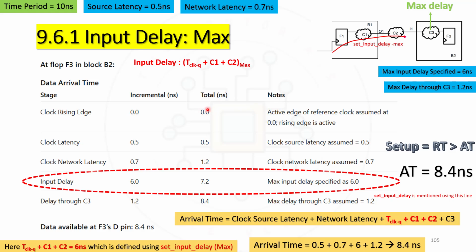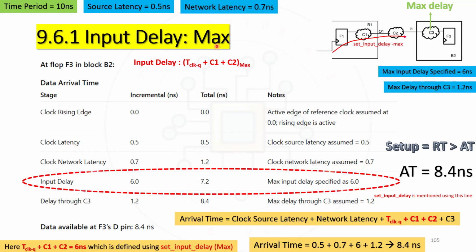So total 0.0 plus 0.5. The previous total is 0, followed by 0.5 will give 0.5, and this is the clock source latency assumed. Now I'm taking network latency as 0.7. So this 0.5 will get added up with 0.7 and I'm getting a total delay of 1.2 nanoseconds. Notice the clock network latency that we have assumed is 0.7 nanosecond.